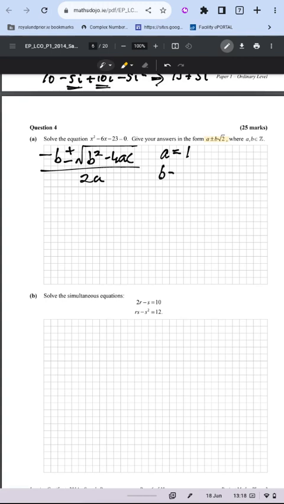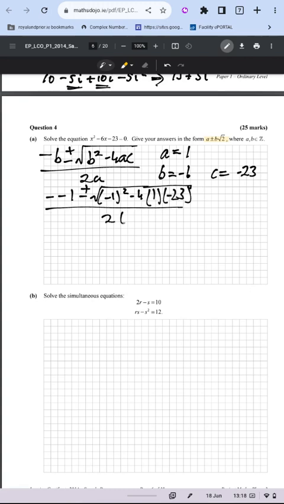A is 1, B is minus 6, C is minus 23. Now we fill that in. Now, I'm just going to look at the solutions there in the back of the book. And it gives me 3 plus 4 root 2. Hopefully they're right. 3 plus 4 root 2, and 3 minus 4 root 2.